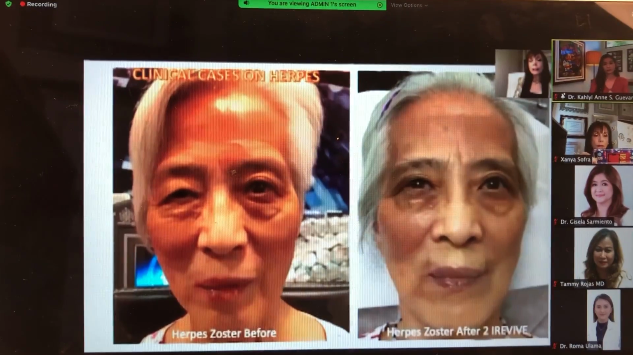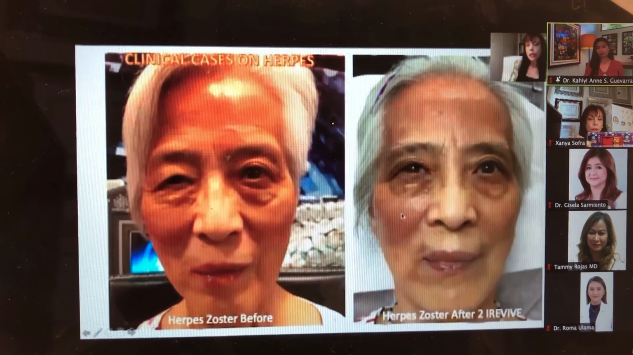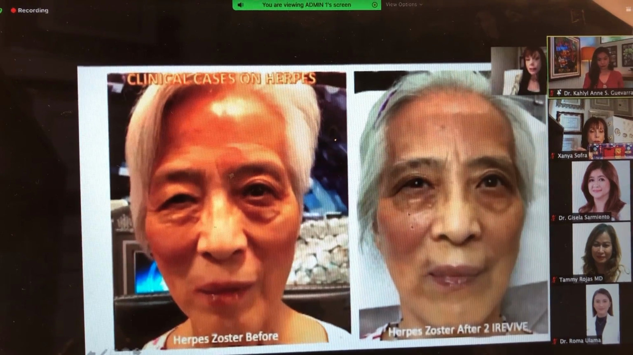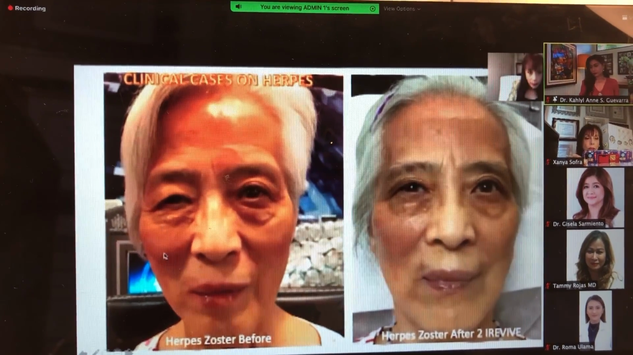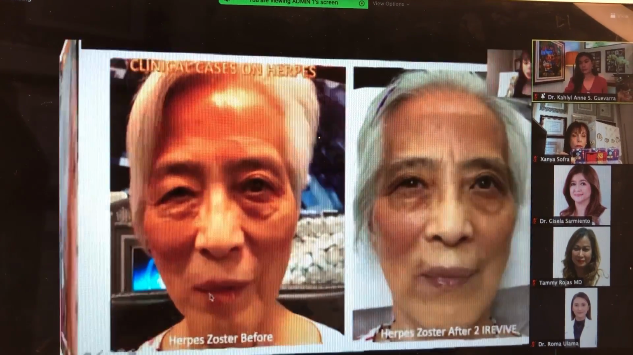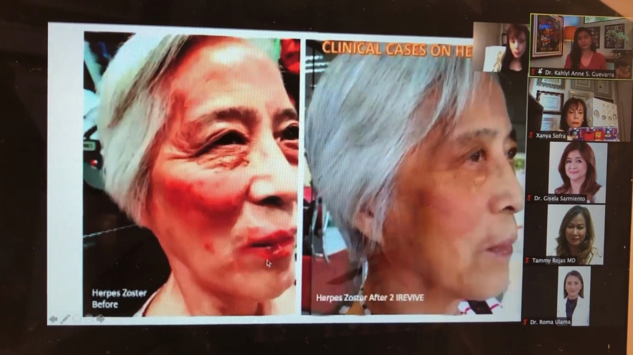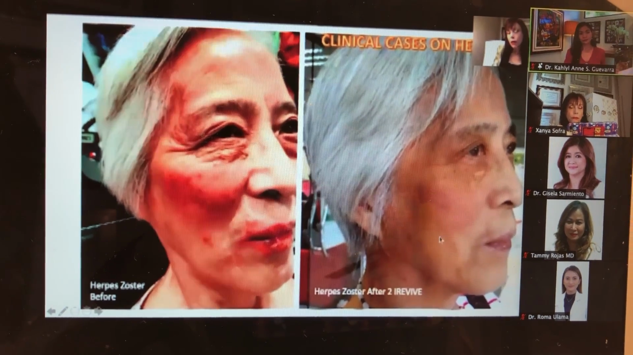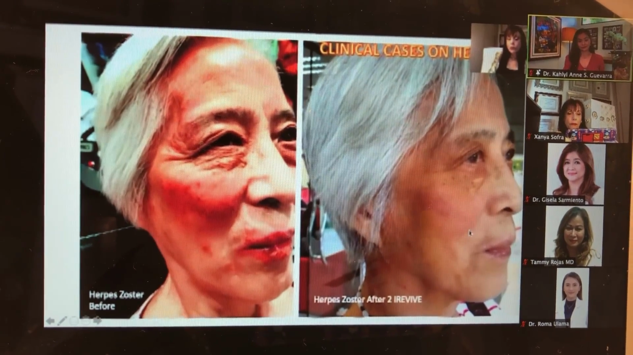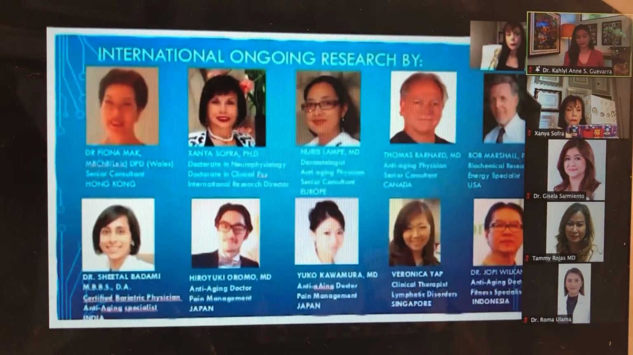This is another clinical case on herpes. This is the lady before, and this is after 2 treatments. As you can see, there is significant healing. As you cannot see it, it was much worse in real life. Here you can see it a little better. You can see the inflammation here and the damage of her skin and how it has completely passed. The same lady after 2 treatments, 86 years old with herpes zoster.